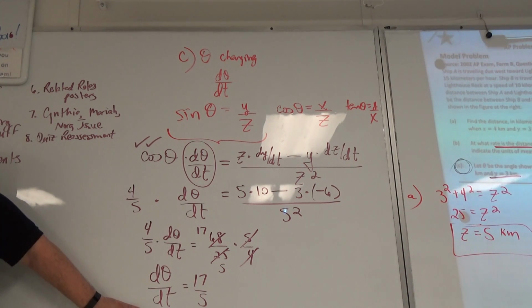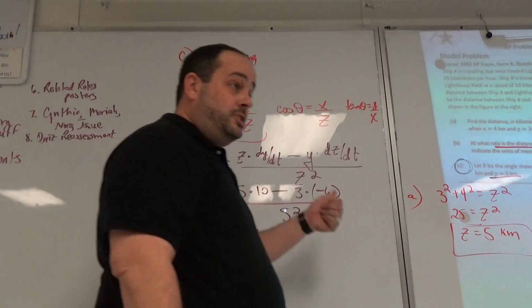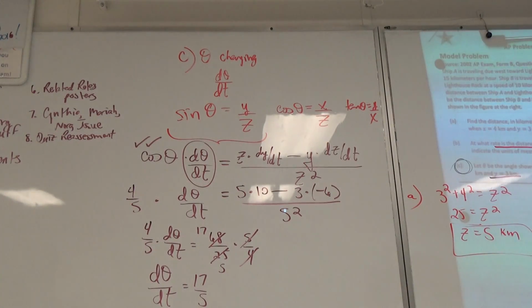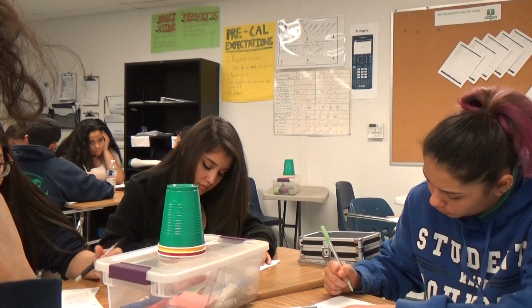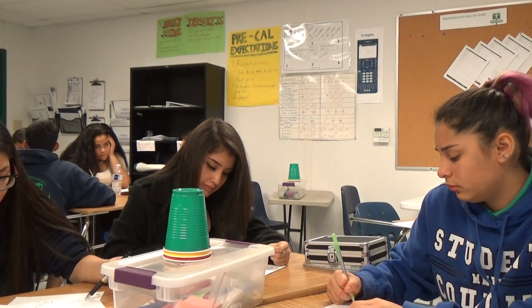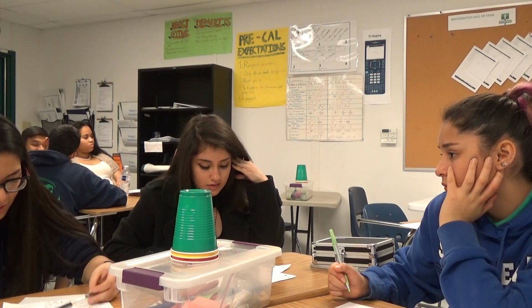Here's where I want you to close out the conversation. What's the sentence that you would write to interpret this answer, and what are the units? When x equals 4 kilometers and y equals 3 kilometers, the theta. The angle. The angle is increasing at a rate of 17 over 5 radians per hour.